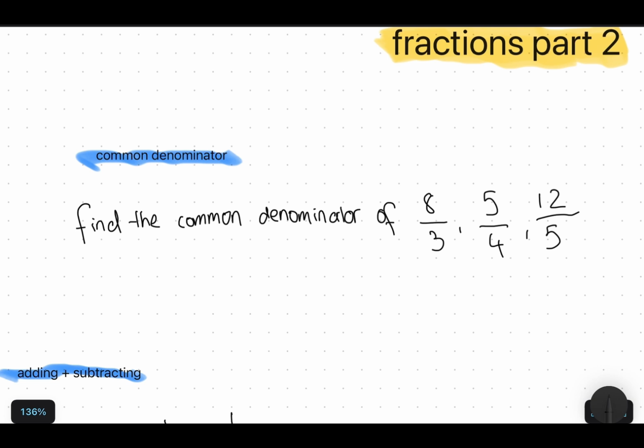Well, common denominators are basically denominators which are the same in two fractions. And these come in really handy when you're ordering fractions by size or when you're adding and subtracting fractions, because this is required. In order to find the common denominator, you need to find the number that all the denominators divide into. So this will be your common denominator. And the simplest way is to find the lowest common multiple of the denominators.